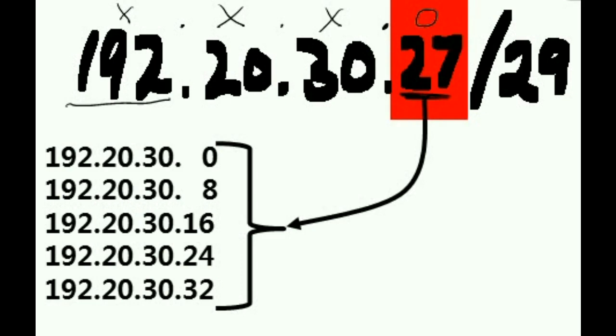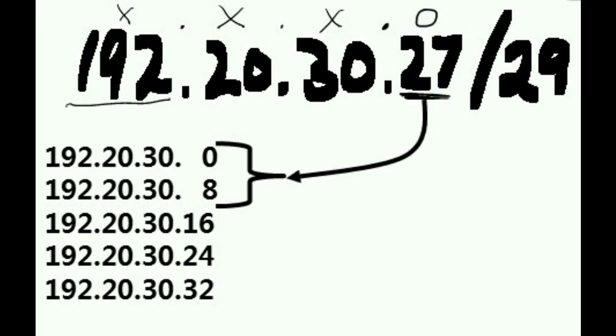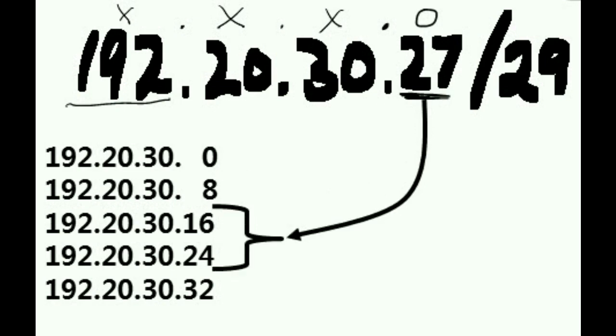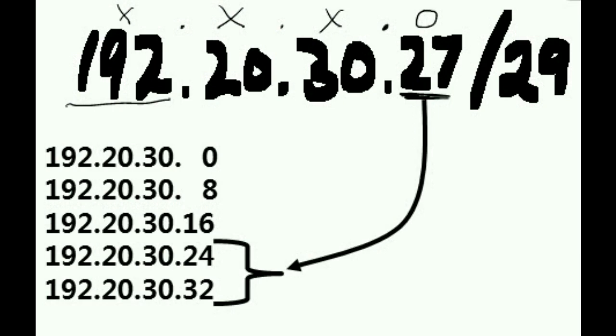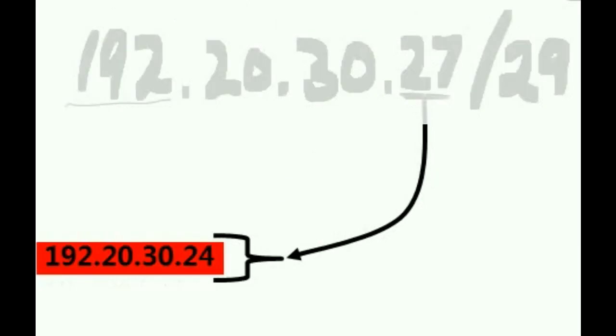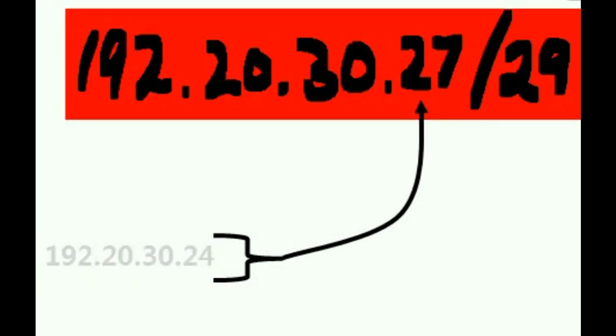Into which subnet now does this address fit? Here? Between 0 and 8? No, 27 is too big. Here? No. Here? No. And here? Bingo. 27 fits between 24 and 32. It fits right in here. So this address is the subnet address of this address.